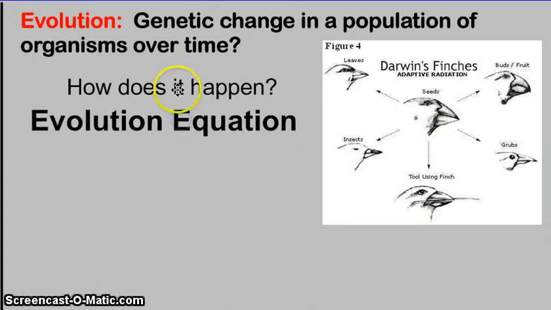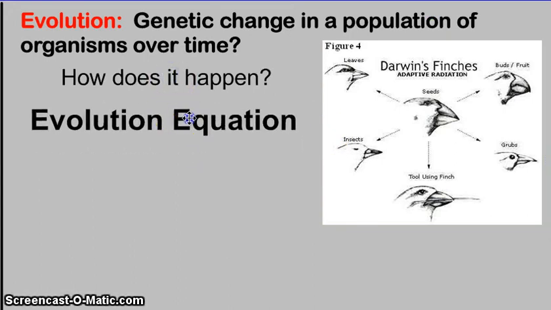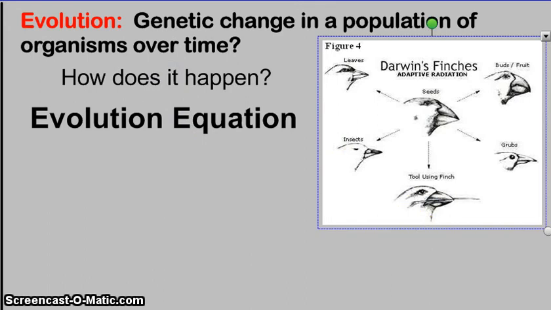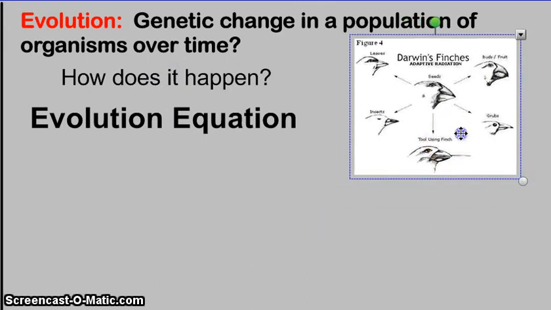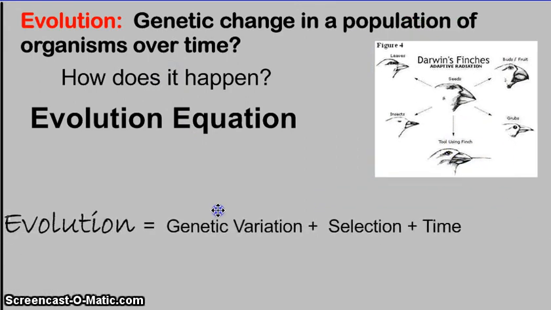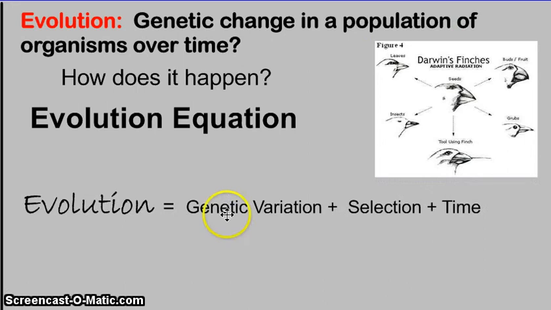I prefer to think about evolution as an equation. I think it makes it easier to understand the things that are necessary to occur. So this is the evolution equation. Evolution has three components. When genetic variation occurs, and selection occurs, and time passes, it leads to evolution. So evolution requires these three components. In your notes where you're writing down the three components of evolution, they are genetic variation, selection, and time.